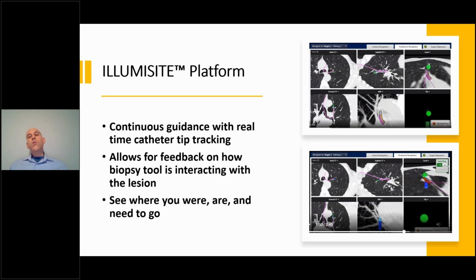So in essence, the process is you see where you were when you perform your traditional navigation. You do the local registration to see where you are, and then you can manipulate with the continuous tip tracking to see where you need to go. And that can help overcome these two big obstacles of CT-to-body divergence and this being a blind procedure.